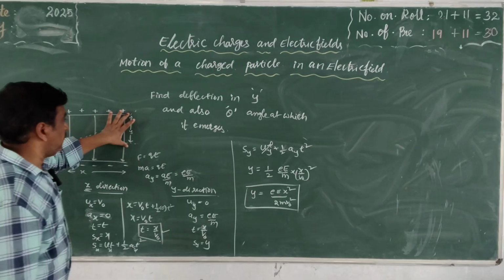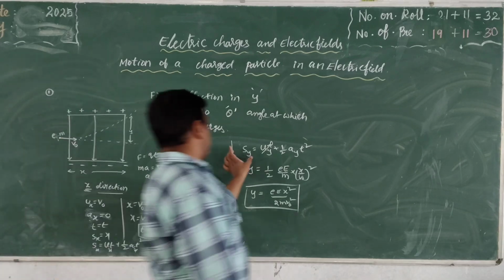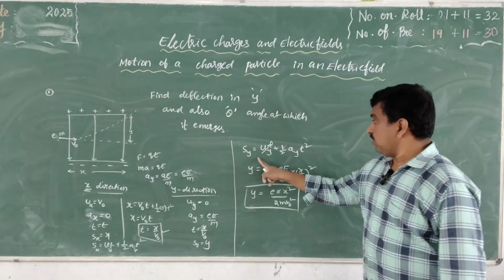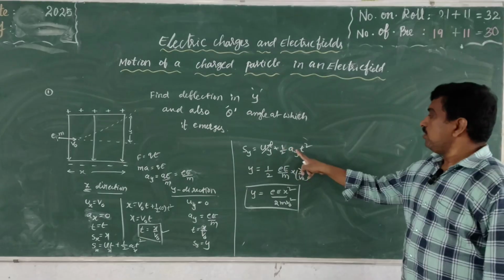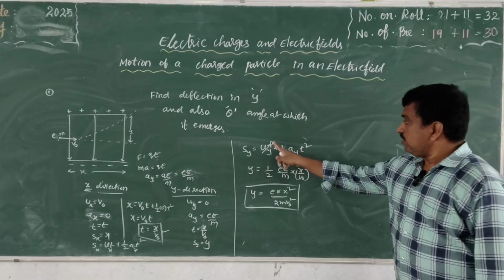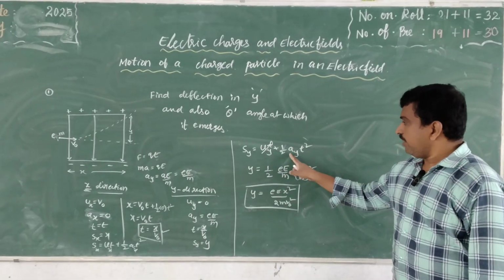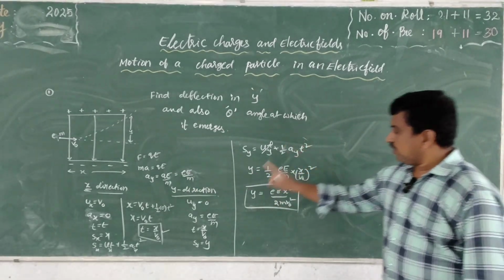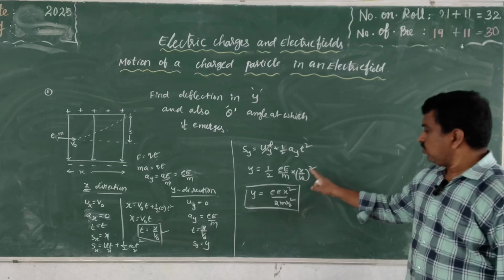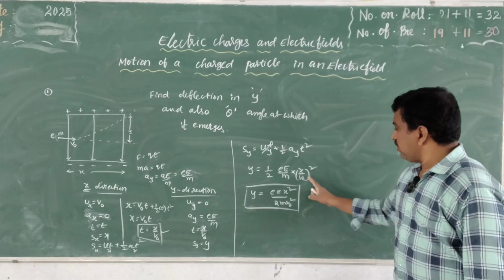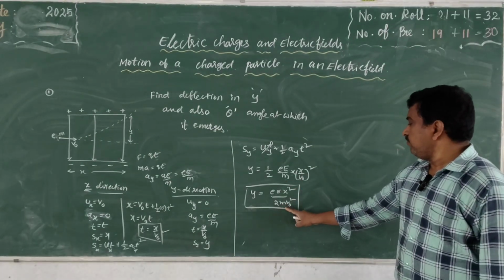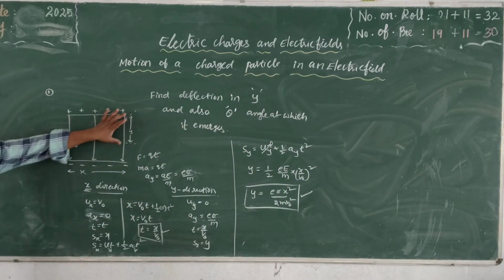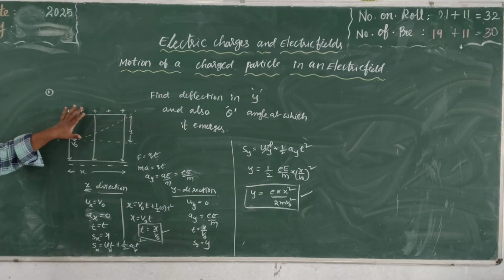Sy equal to, what is the deflection here, y. For that we can use the second equation of motion, s equal to ut plus half at square. Actually Sy equal to uy t plus half ay t square. So uy means 0, half a value is E by m, I write here E by m into time, x by v naught whole square. So x square by 2m v naught square, it is the deflection along y axis when the charged particle is placed in the uniform electric field.